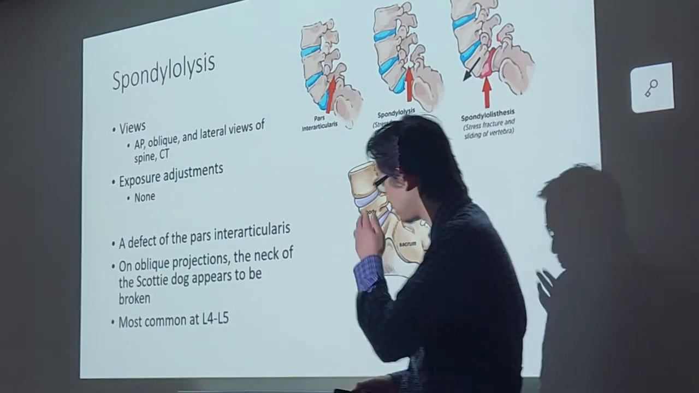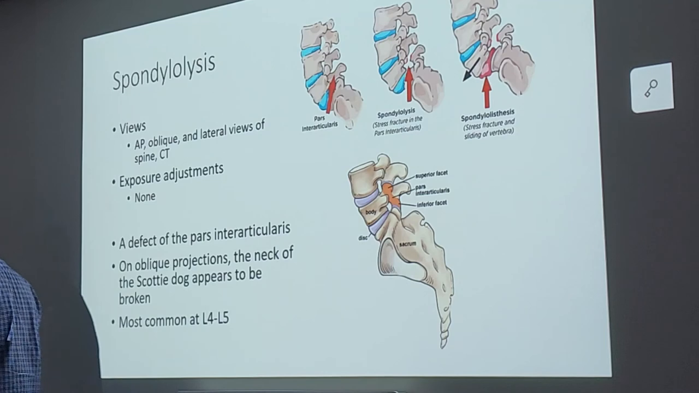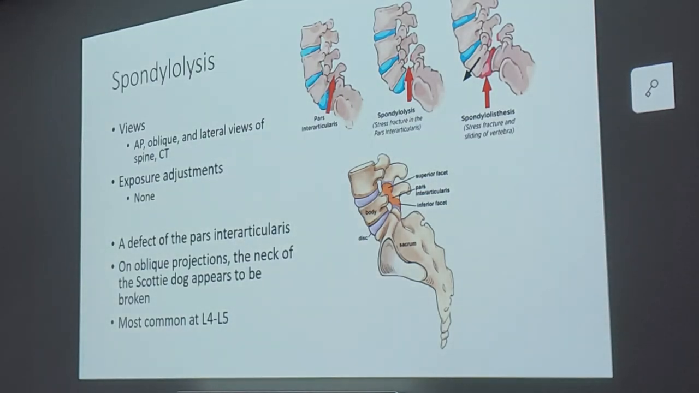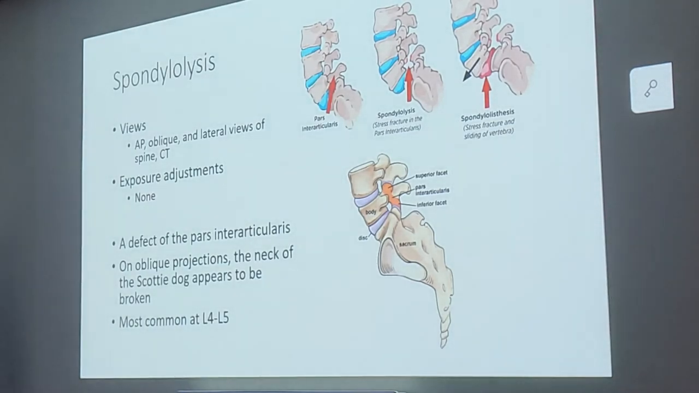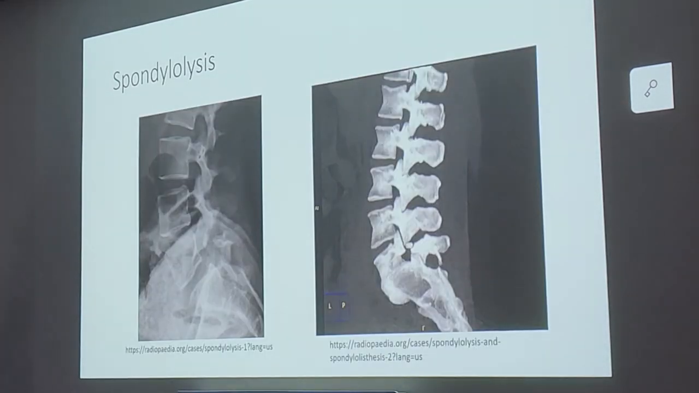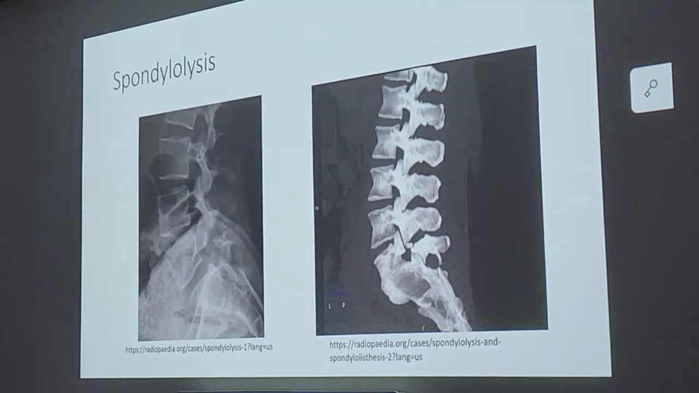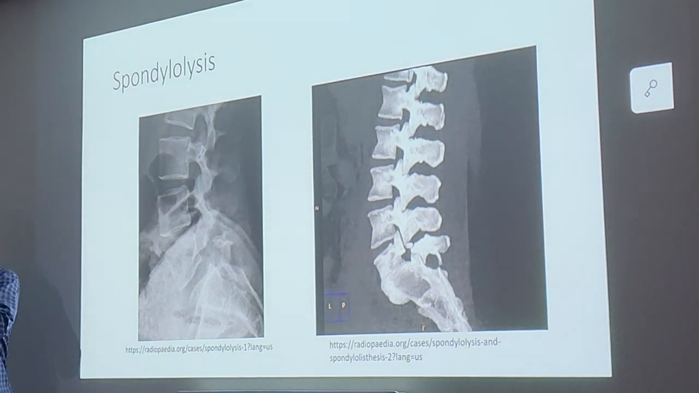This pars interarticularis forms what we call the neck of our Scotty dog. The Scotty dog is something that we see when we do oblique lumbar spine x-rays. By Scotty dog, we mean a Scottish Terrier. Have you seen those dogs? It looks kind of like a rectangle head, rectangle body. So when we do an oblique x-ray, we get something that looks kind of like that. We have the head and the neck, and the neck is what looks like it is broken on the x-ray.